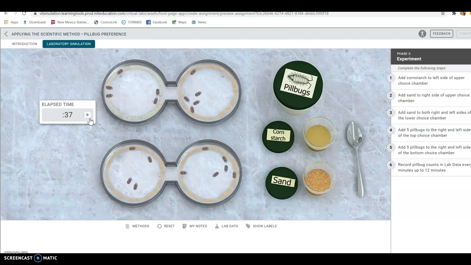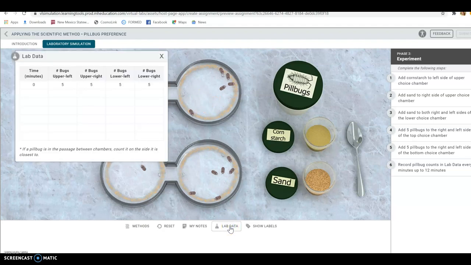And you'll stop time. And when you stop time, and I think it tells you how often to stop time, I think it's every minute or so, or is it every 2 minutes? But you can stop time by toggling this little thing right here. And when you stop time, that's when you count how many bugs are in the left chamber, how many bugs are in the right chamber. And you'll record your data right here in the lab data sheet.